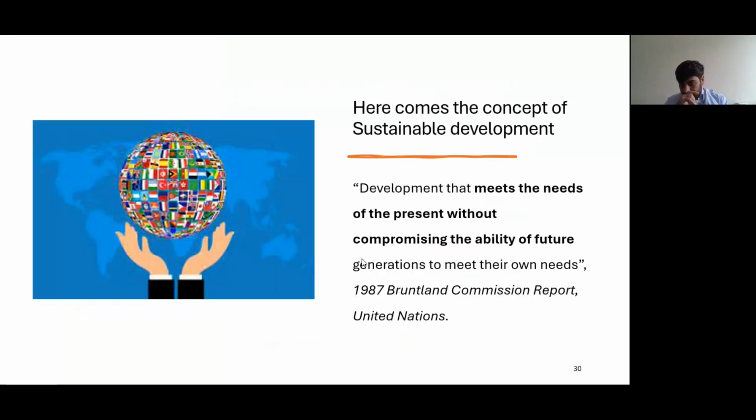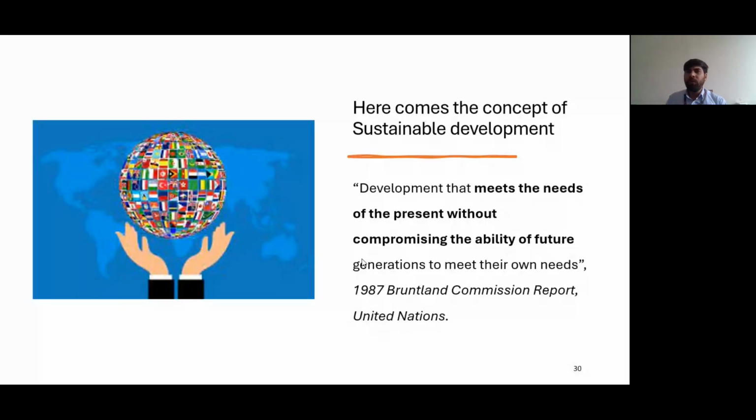So now we come to sustainable development. We are going to discuss a few sustainable development goals that are important for us as designers. Development that meets the needs of the present without compromising the ability of future generations to meet their own needs. This definition was given by the United Nations in 1987 for sustainable development.